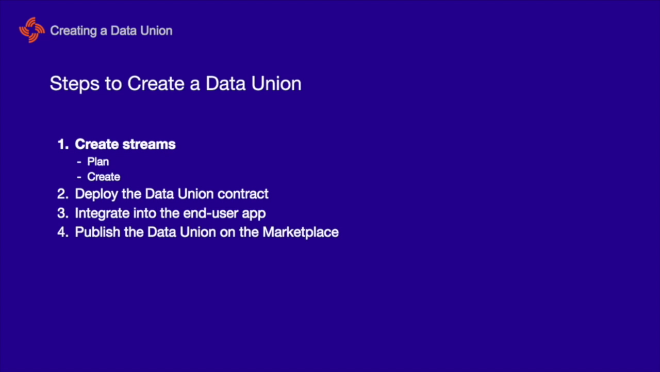So, but how do you actually use this? So there's basically four steps to creating a new data union. First, you set up your streams, then you deploy the data union smart contract. The most involved part is integrating the actual end user application, which is usually the data source and also acts as a wallet. And finally, you publish your data union as a product on the marketplace to start selling the data and earning revenue.